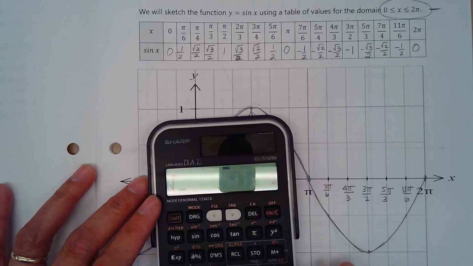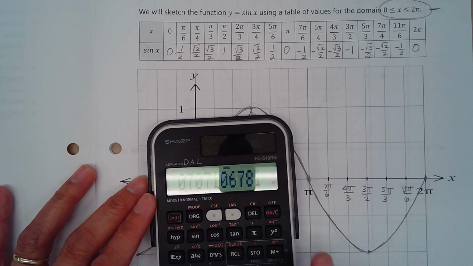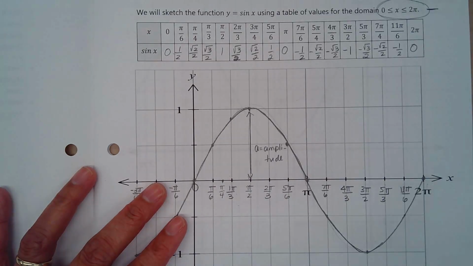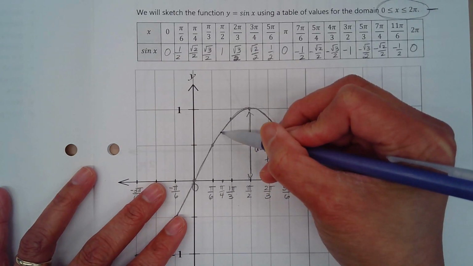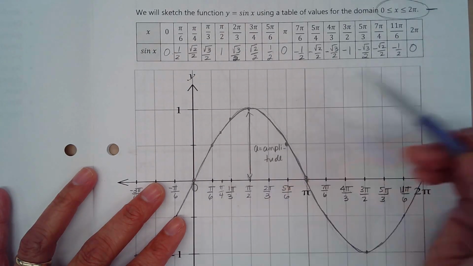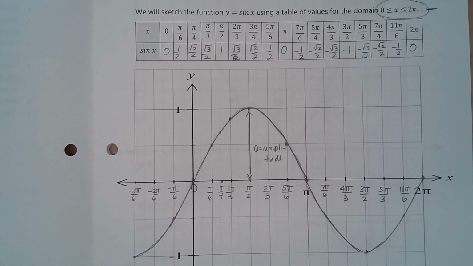Okay, root 2 divided by 2 is 0.707. So that's going to be somewhere like right there. Is that okay? Yeah. So for me, if I were to do this, I'm going to look at the important points. What are my most important points? The ones that are easy to graph. Actually, I'm going to pick the best 5.